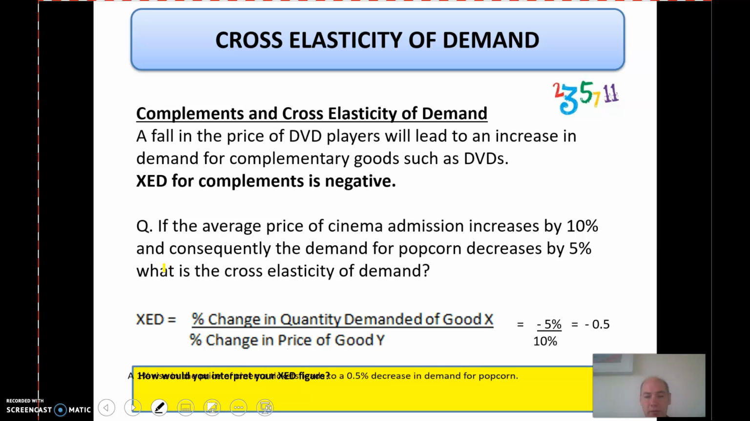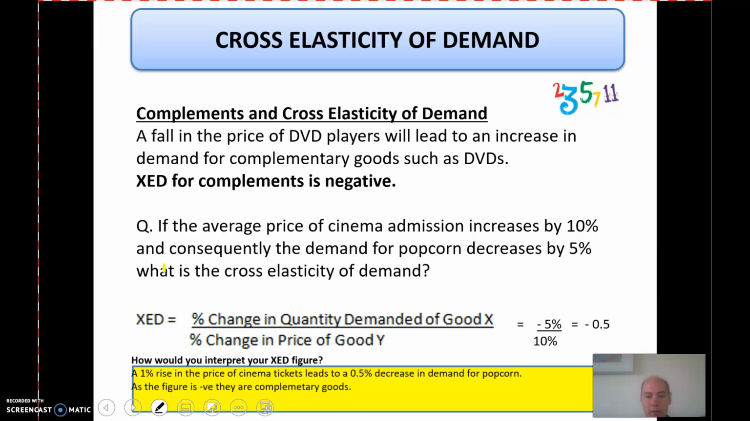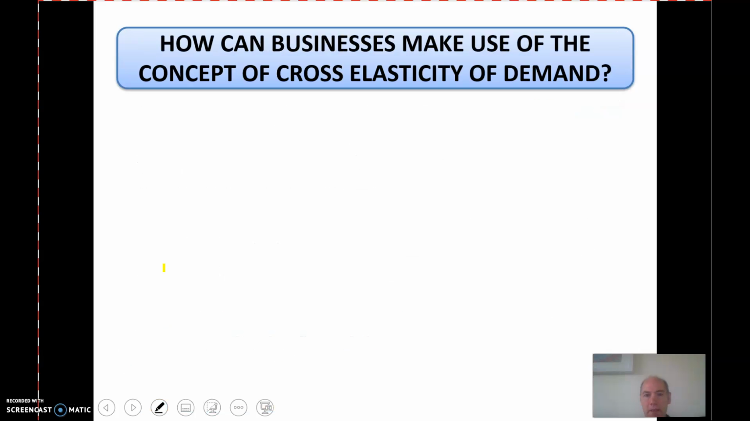Okay, how did you do? A 1% rise in the price of cinema tickets leads to a 0.5% decrease in the demand for popcorn. And because the figures are negative, we can say they are complementary goods. Oops, oh, there it is again.